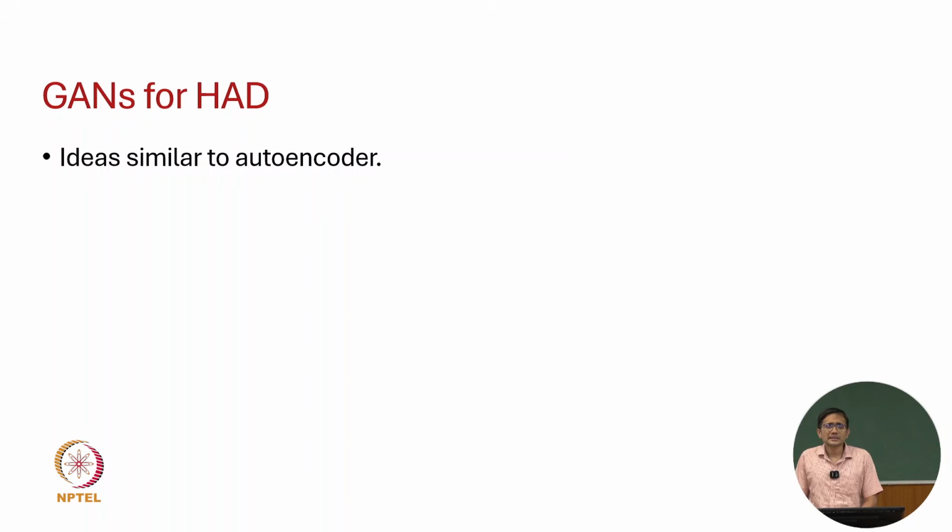Similar to the autoencoders, generative adversarial networks can also be used for hyperspectral anomaly detection. The ideas remain quite similar to the autoencoder. So I will skip discussing the more details of using GANs for hyperspectral anomaly detection. However, you can think about how you will use the generator and how you will use the discriminator. This is quite similar to the autoencoder and quite straightforward.